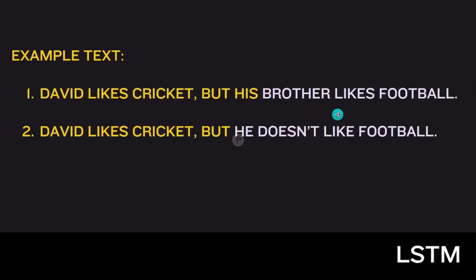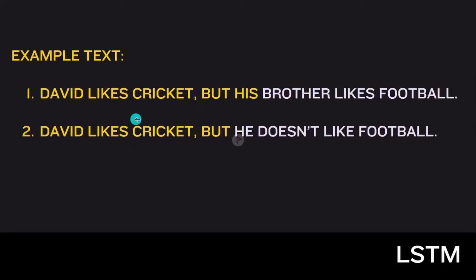So the next set of information, in the first sentence, is about the brother. It's new information, a new person, and the information about this new person is that this brother likes football. So here the context changes to a different person, and it is not related to whether David likes cricket or not. It's completely new that the brother likes football.